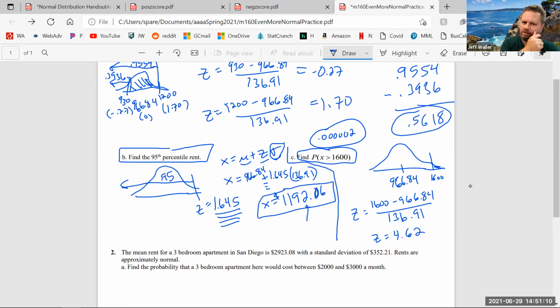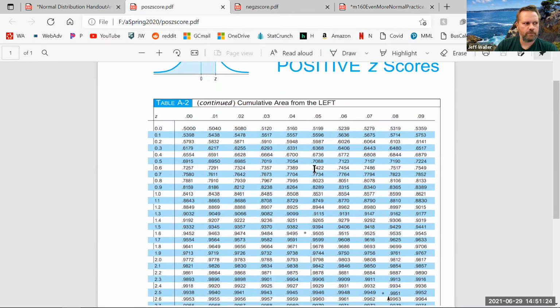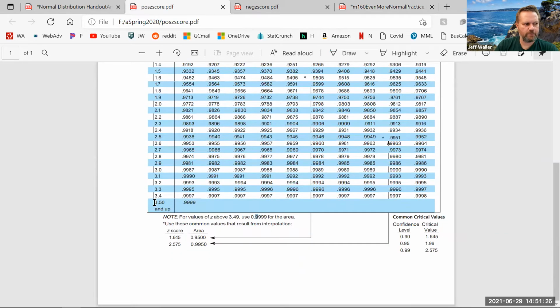Now what's wrong when you try to find that on the z-score chart? What happens? It only goes to 3.5. Yeah, what the hell, Jeff? Sorry. So if you try to look up 4.62, this stops at 3.5. And this crazy chart, and yes, I know I gave it to you, so I can only complain so much, says that it's always 0.9999.